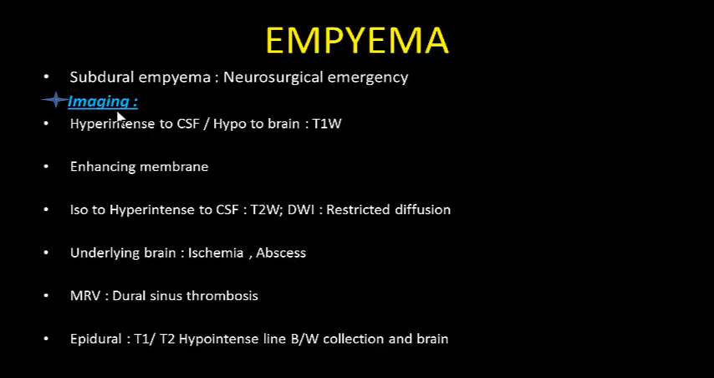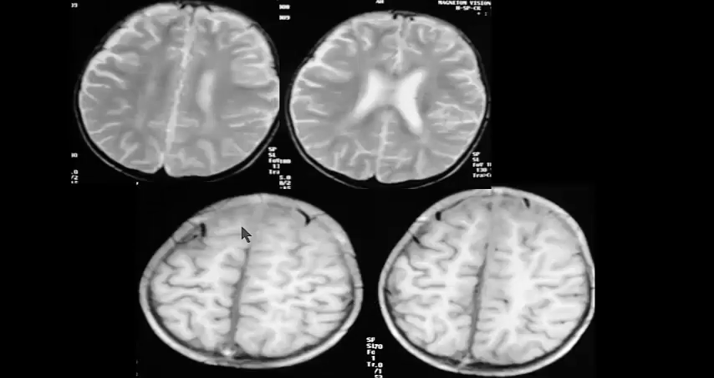The imaging is mainly hyperintense to CSF, with an enhancing membrane that you can see in subdural empyema. The underlying brain is showing ischemia or abscess formation. MR venography may show dural sinus thrombosis, and epidural empyema may be hypo with a hyperintense line on T2. So this is an example of a subdural empyema that is seen on the MR.